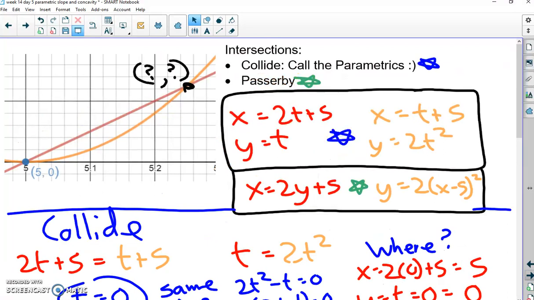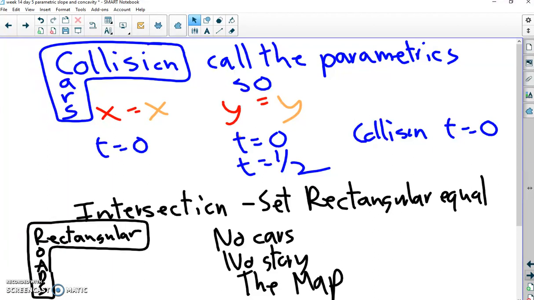Good with that? Okay. So a little summary. Call the parametrics the collision of cars. And for the road map, you're just setting the rectangulars equal. No worries about Marauder's map or movement on the roads. I-76 clearly hits I-70. That's fine. It's then when you put the cars on it that we worry.